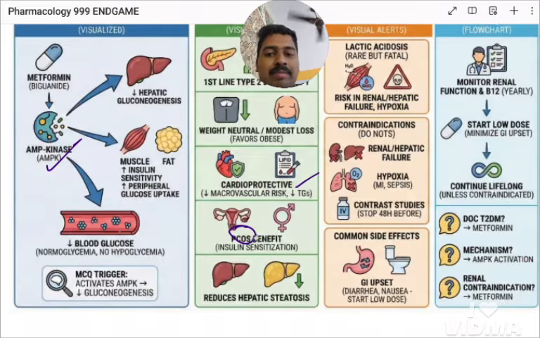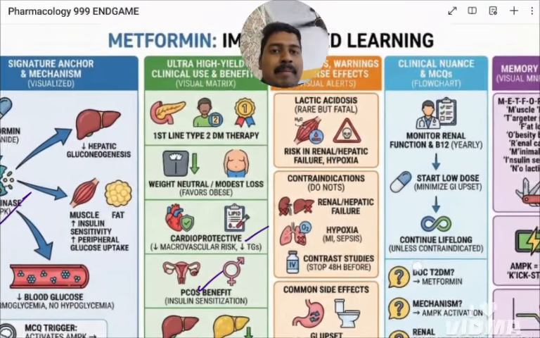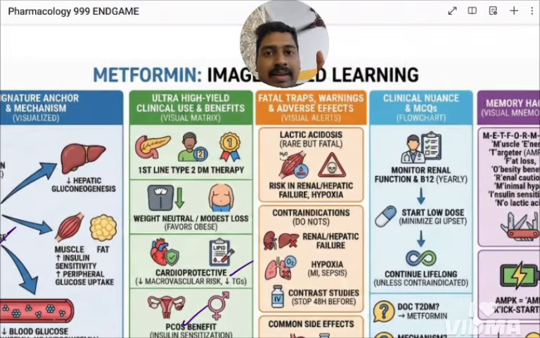Third is the benefit in PCOS. What happens in PCOS? If you had watched my pharmac video, you would have known that there is insulin resistance. This insulin resistance is counteracted by metformin, and hence metformin is also used in PCOS, and it reduces fatty liver changes also. So all the things related to metabolic syndrome are counteracted by metformin. One rare but fatal side effect is lactic acidosis.